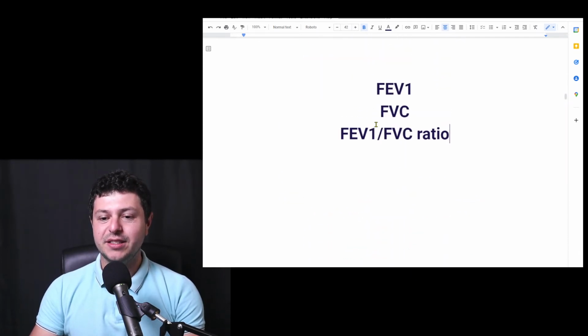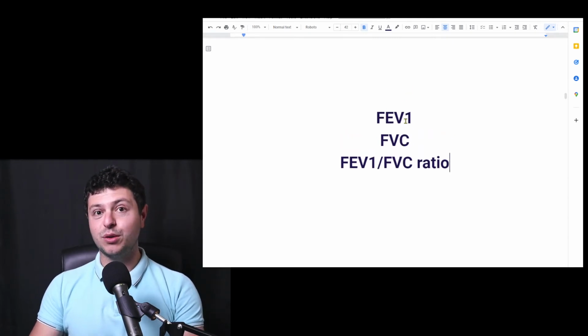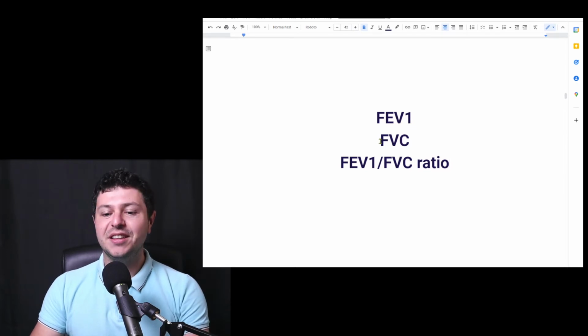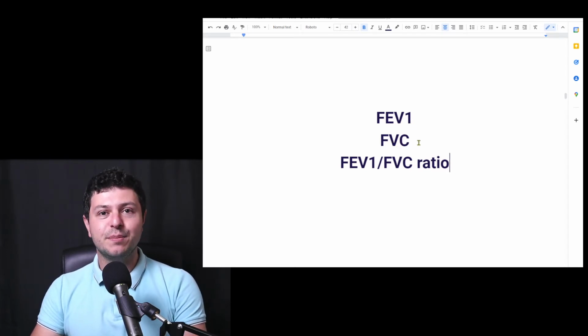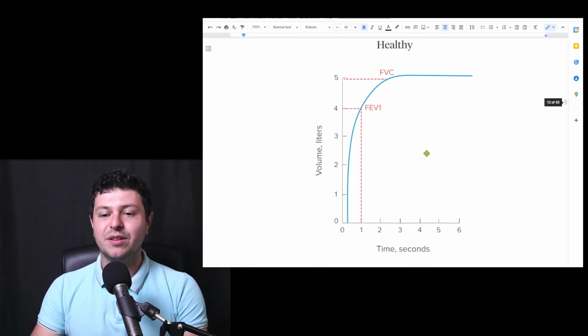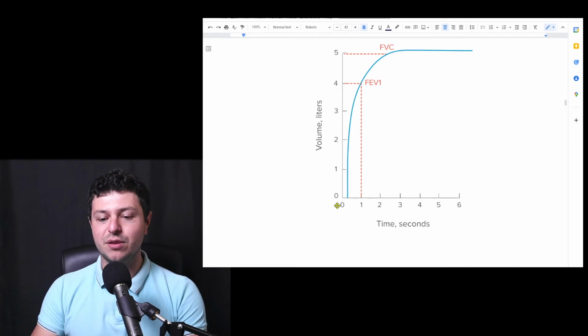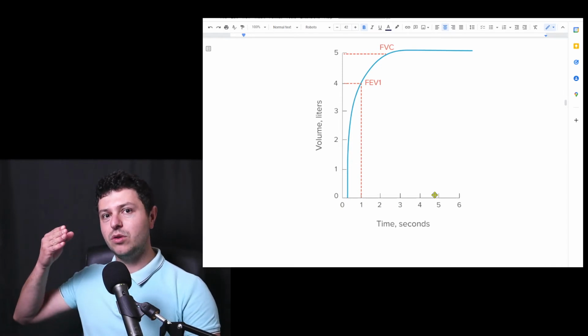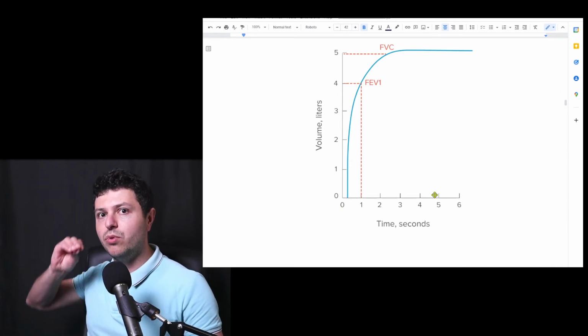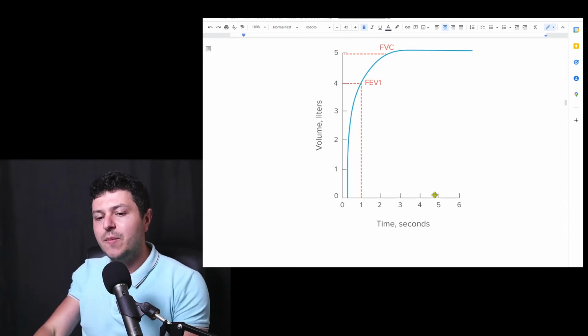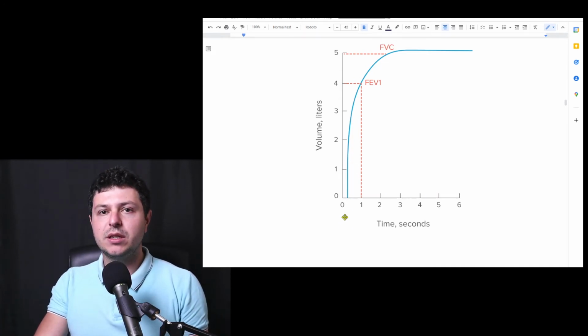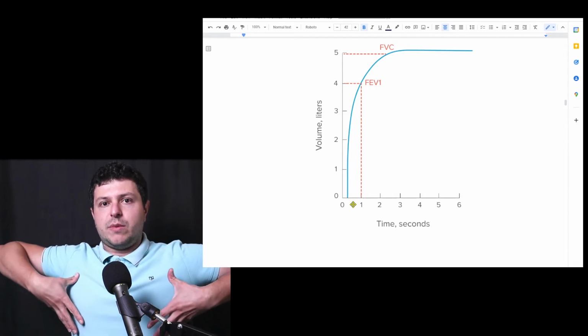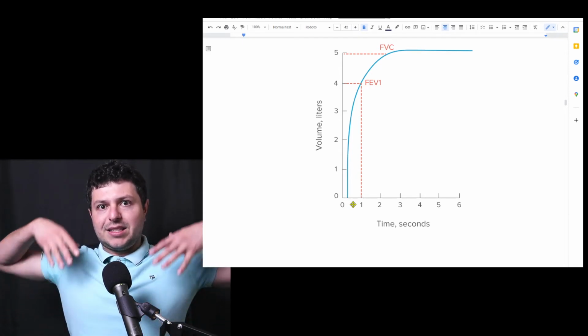So this FEV1, FVC, FEV1 to FVC ratio. FEV1 means forced expiratory volume in 1 second. This one means forced vital capacity. Let's explain that. What does this mean? Ignore the healthy. On this graph, you can see the time. You may have noticed that it took a while for me to breathe out all the air in my lungs. Imagine that as I'm starting to breathe out, I've stretched my lungs, I filled them with air, and I start to blow out.